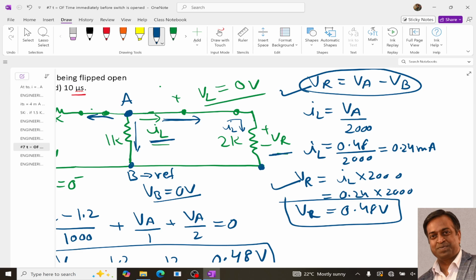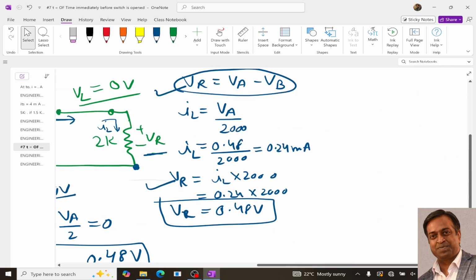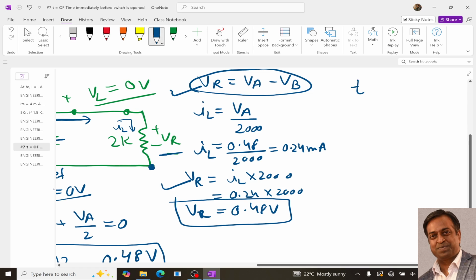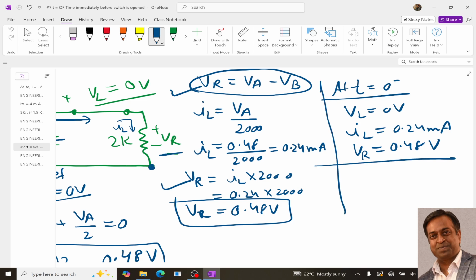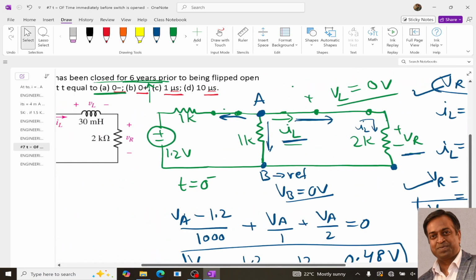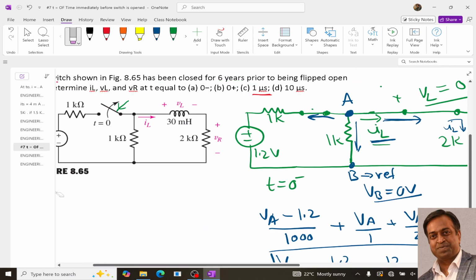So it means at t equals 0 minus, our VL is 0 volt, our IL is 0.24 milliampere, and our VR is 0.48 volt. So that is at t equals 0 minus. Now moving to the next part of the question, which says: what are IL, VL and VR at 0 plus?